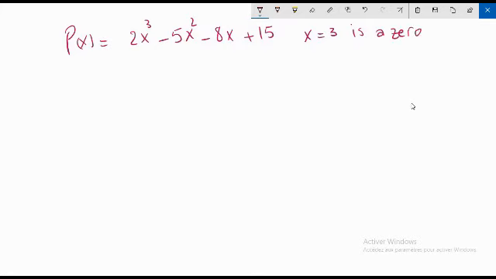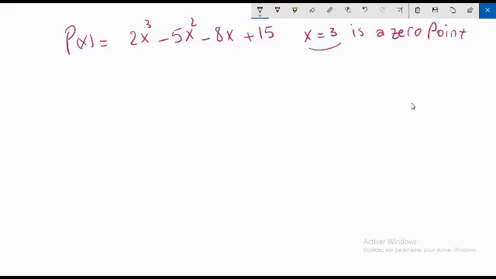So for instance, the example that we've just taken, P(x) is equal to 2x^3 minus 5x^2 minus 8x plus 15. So what you are going to do is use the root. In the exercise, they specify that x is equal to 3 is a zero point. You can use this information, okay? x is equal to 3 is a root and a zero point.